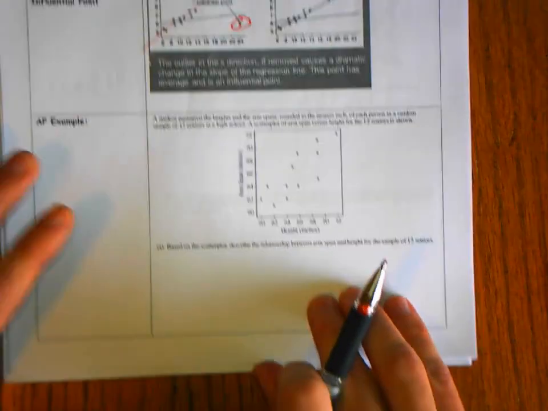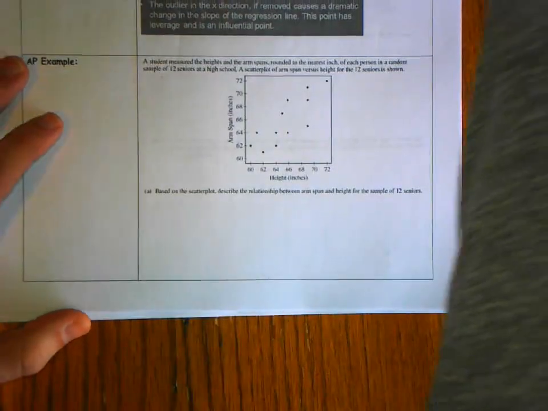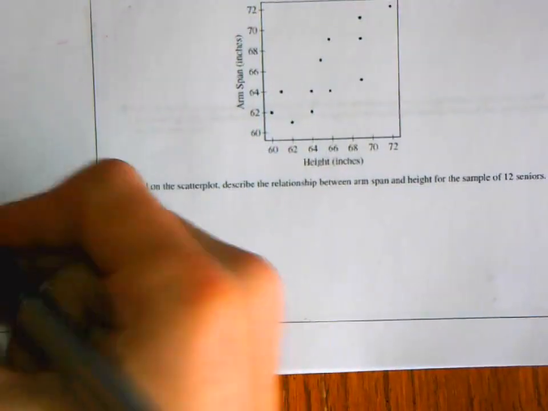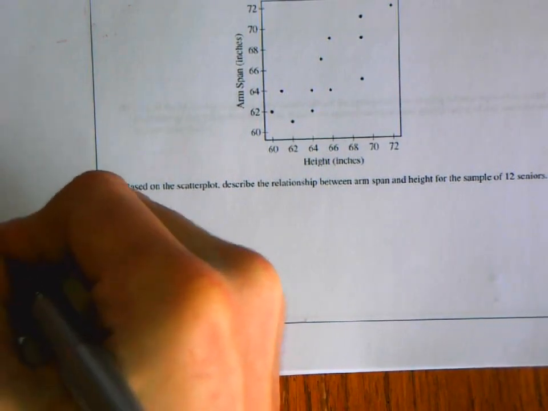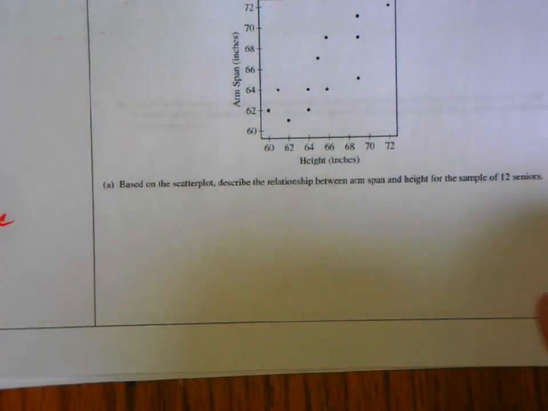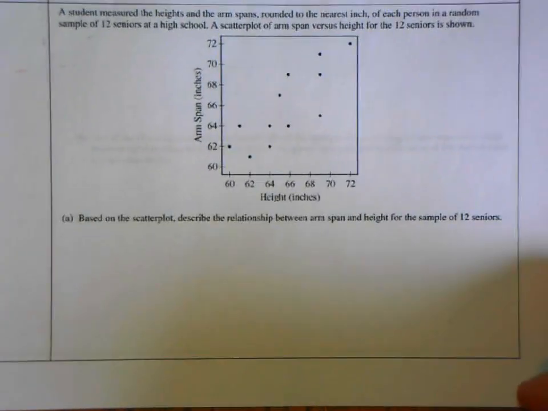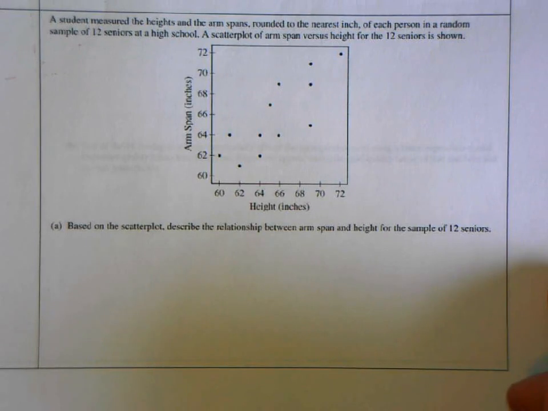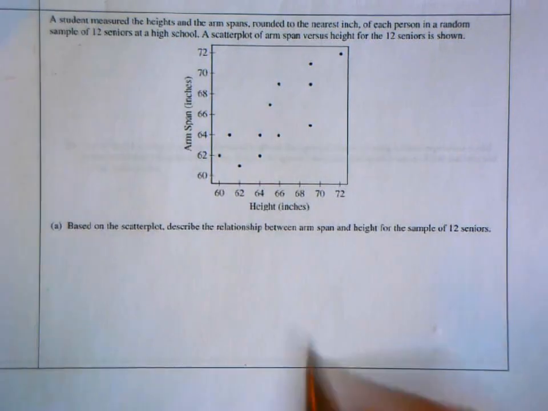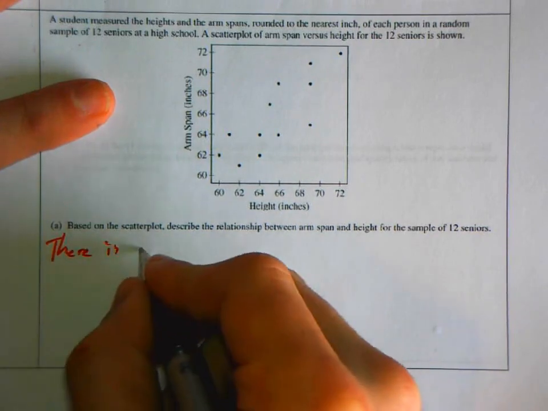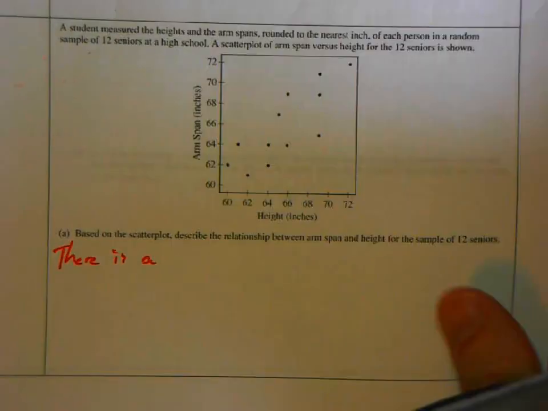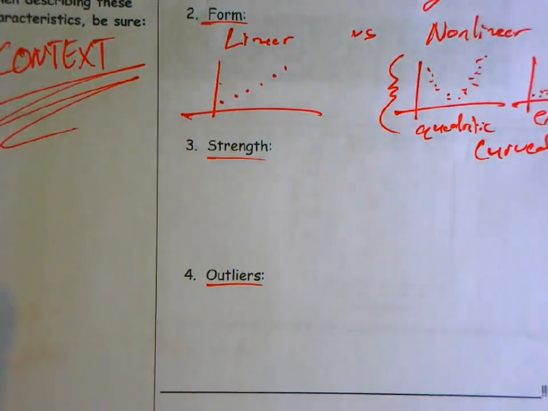Take a moment. Let's use our FODS descriptors. Well, this is going to be a good chance for a FODS template. Let's do this together. Based on the scatter plot, describe the relationship between arm span and height for the 12 seniors. We measured some heights and some arm spans. What do I see? There is... I forgot to talk about something on the last page. I got excited. Flip back.